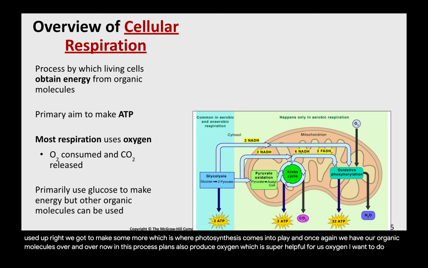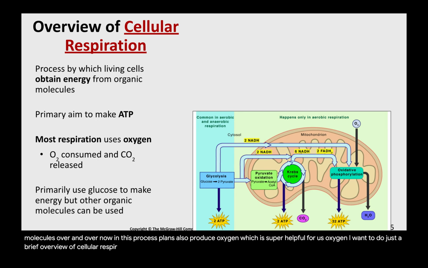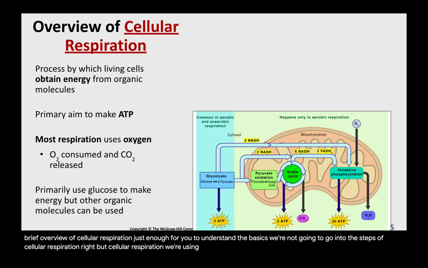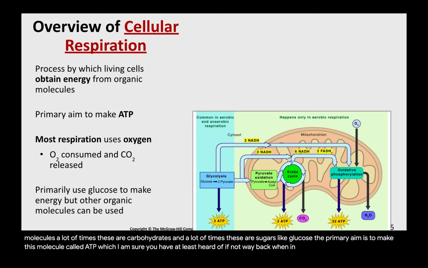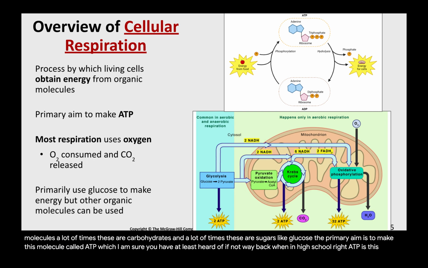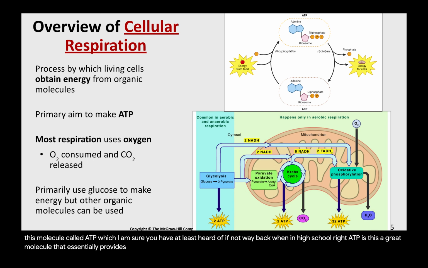I want to do just a brief overview of cellular respiration, just enough for you to understand the basics. We're not going to go into the steps of cellular respiration. But in cellular respiration, we're using those organic molecules, obtaining energy from organic molecules. A lot of times these are carbohydrates, and a lot of times these are sugars like glucose. The primary aim is to make this molecule called ATP, which I am sure you have at least heard of, if not way back when in high school. ATP is a great molecule that essentially provides energy for a lot of different processes in the cell.